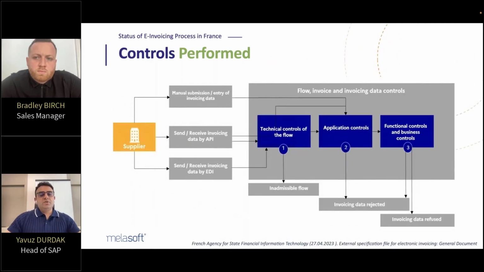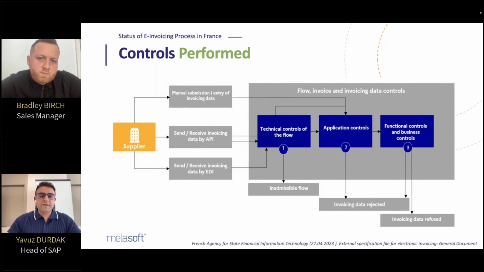Additionally, after the creation of the invoice, there are certain controls performed by different parties in the e-invoicing and e-reporting system. Depending on the mode, the manual submission, the portal mode, EDI mode, or API mode, the invoices pass through some controls. These are technical controls, application controls, functional controls, and business controls. In each of these controls, a certain aspect of the invoice is checked. So at the end of the process, an invoice is created that has no errors in terms of standardization, data content, etc.